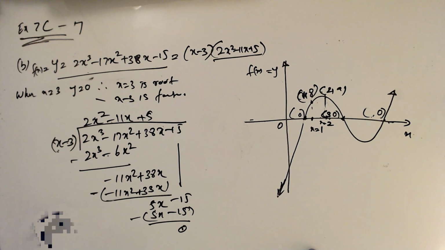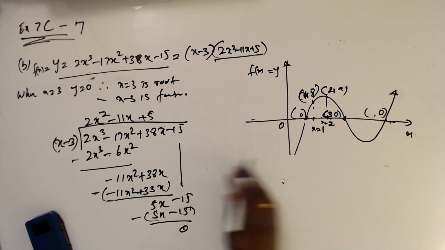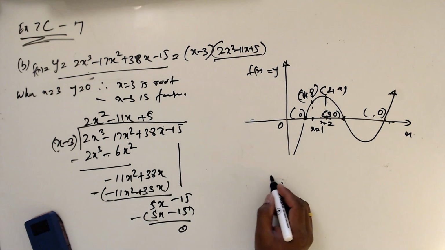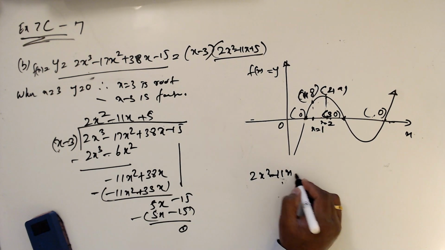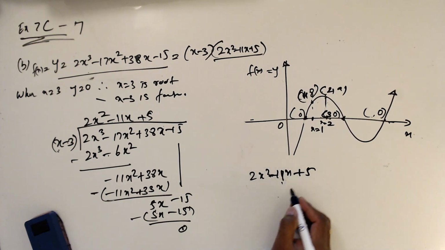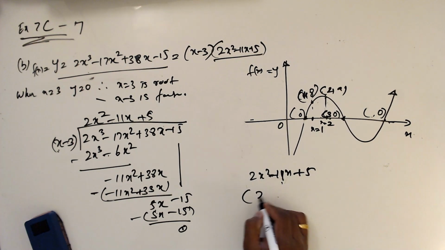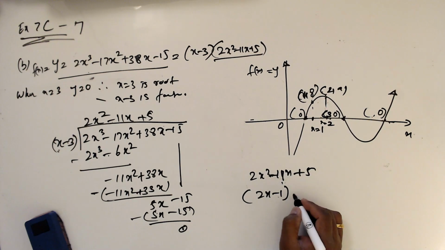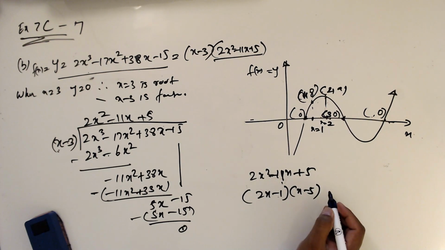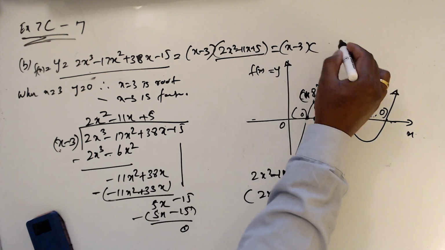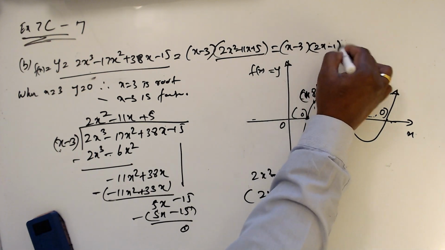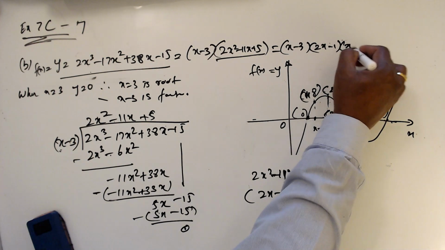Now I'm not going to use the lengthy method. I will just look at whether I can simply break out this 2x squared minus 11x plus 5 into brackets. So you can get 2x minus 1 and x minus 5. So then I can write this as x minus 3 times 2x minus 1 times x minus 5.